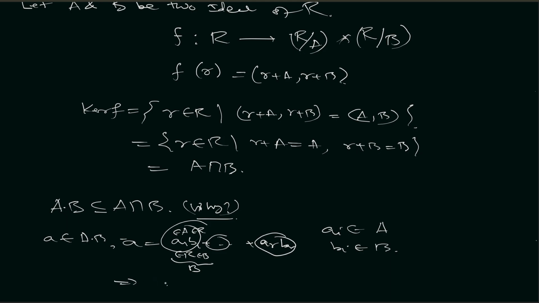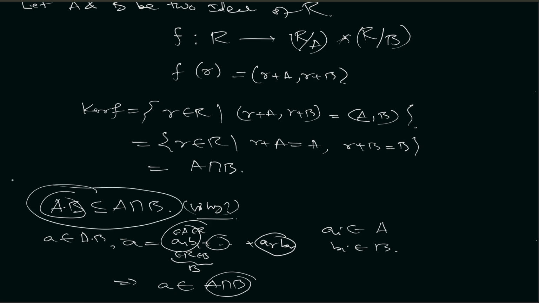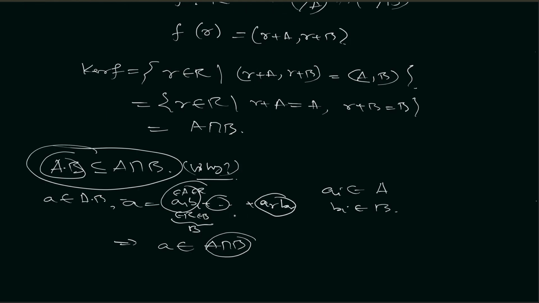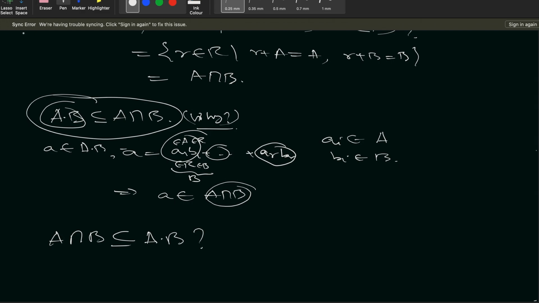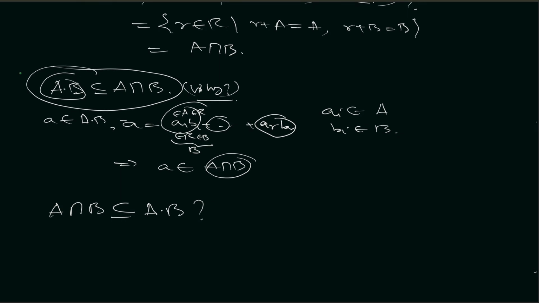So this implies that a is an element of A intersection B, because this is also a ring, so it should be closed under the operation, right? So this implies that A dot B should always be contained in A intersection B. So what about the converse? Is it true that A intersection B will be contained in A dot B? What do we think? Is it true?